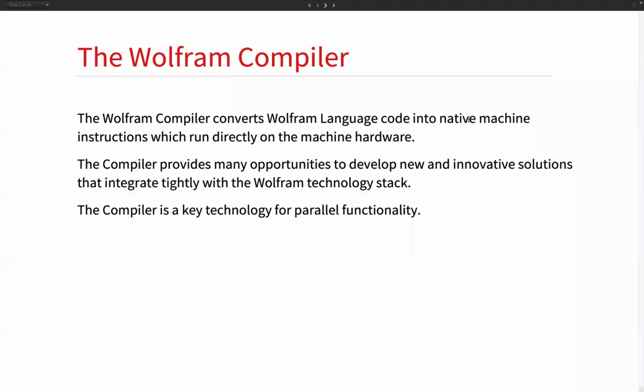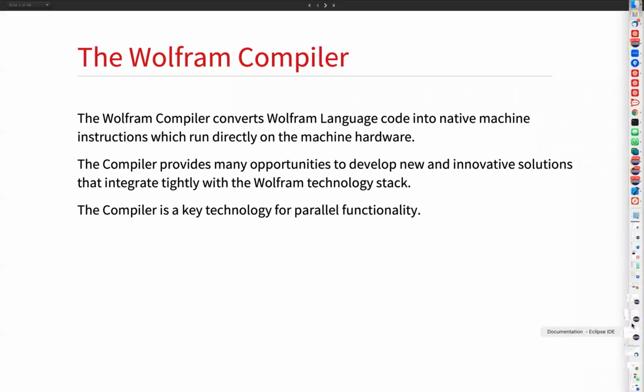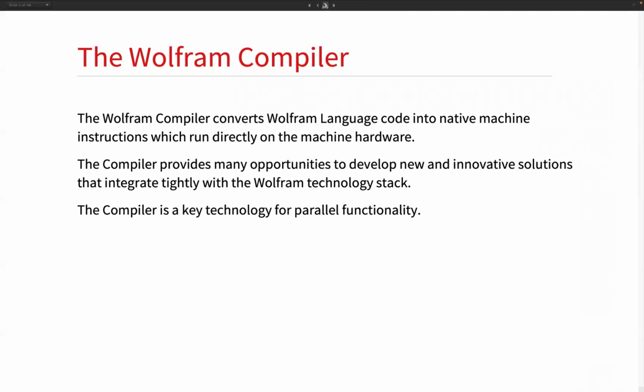So the Wolfram Compiler converts Wolfram language into native machine instructions that run. So there's no emulation or anything. It's directly generating machine code that runs on the metal, and it has lots of opportunities for developing new and innovative solutions. And it's very tightly integrated with the Wolfram technology stack, and it's a key technology for implementing parallel functionality.